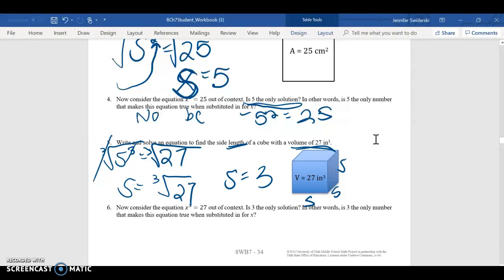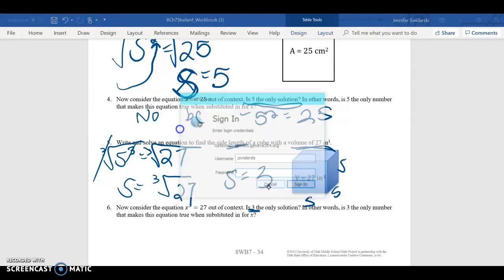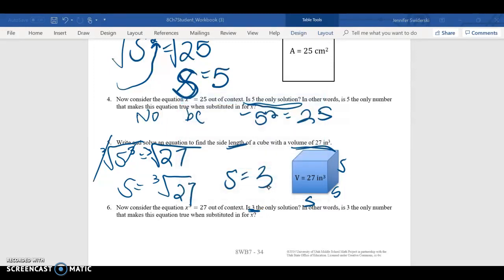Now consider the equation x cubed equals 27 out of context. Is 3 the only solution? In other words, is 3 the only number that makes the equation true when substituted for x? Well, a lot of students are going to say that, no, I could use negative 3 for this. But let's think about it. If I have negative 3 cubed, negative 3 times negative 3 times negative 3, well, a negative times a negative is a positive.